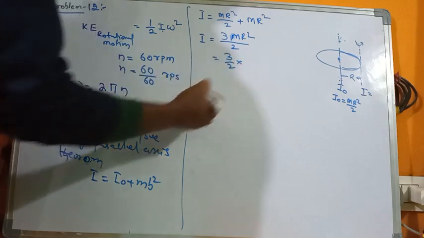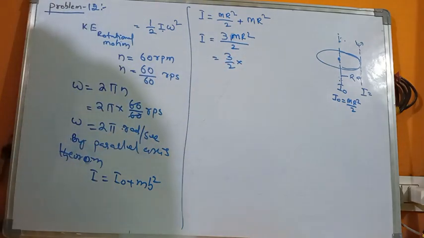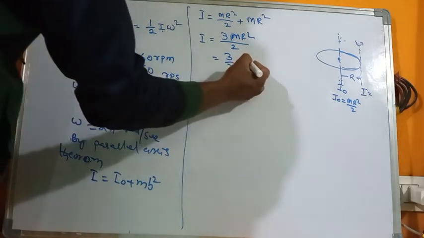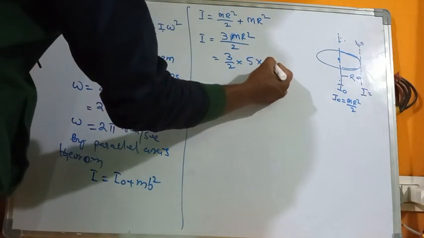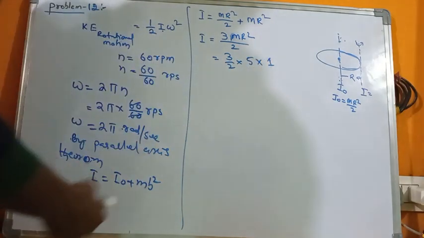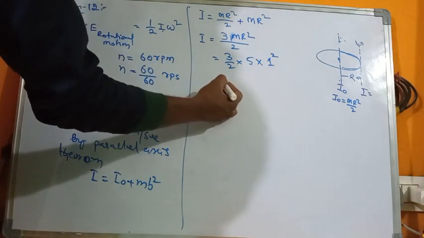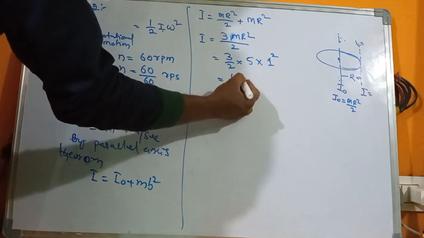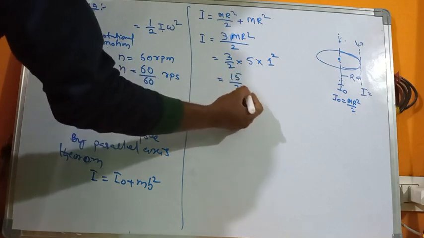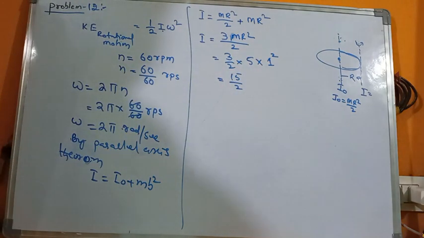If we substitute the values, it is 3 by 2, and the mass of the disk is given as 5 kg, and radius is 1 meter. 1 meter square is nothing but 1. So it is equal to 3 fives are 15 by 2. This is the moment of inertia.